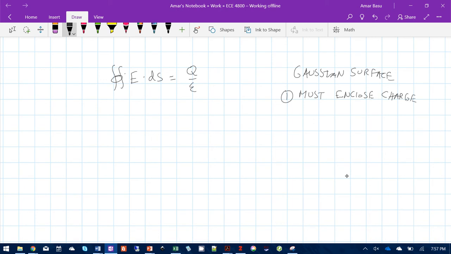All right, the second one: E must be orthogonal to the surface. The magnitude of E must be the same on the surface. Say, uniform.